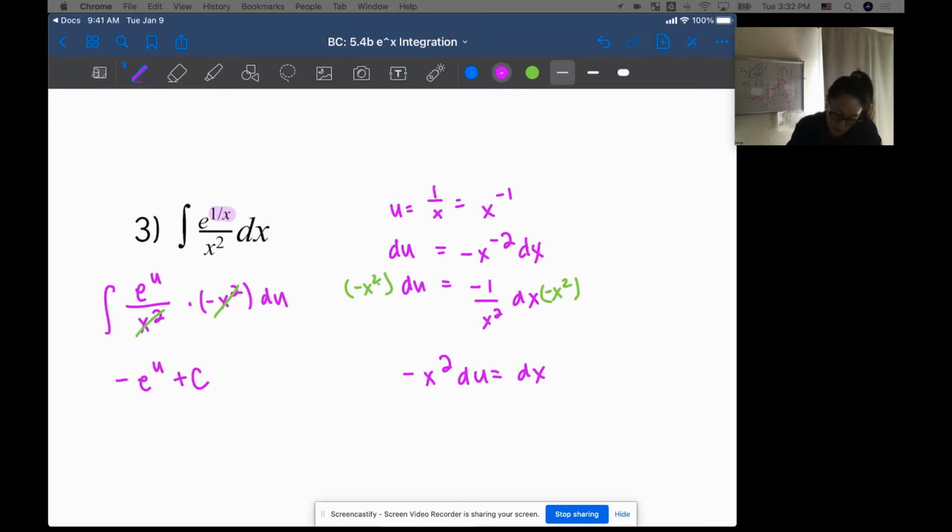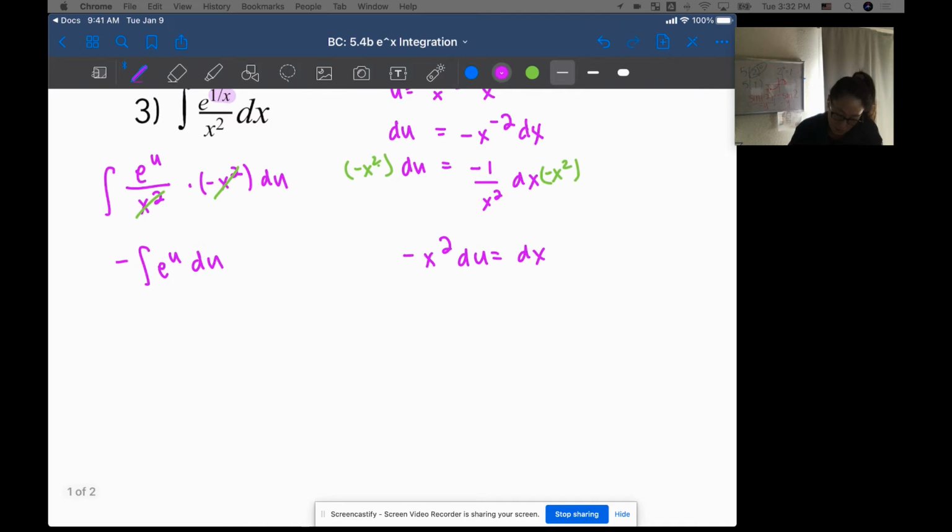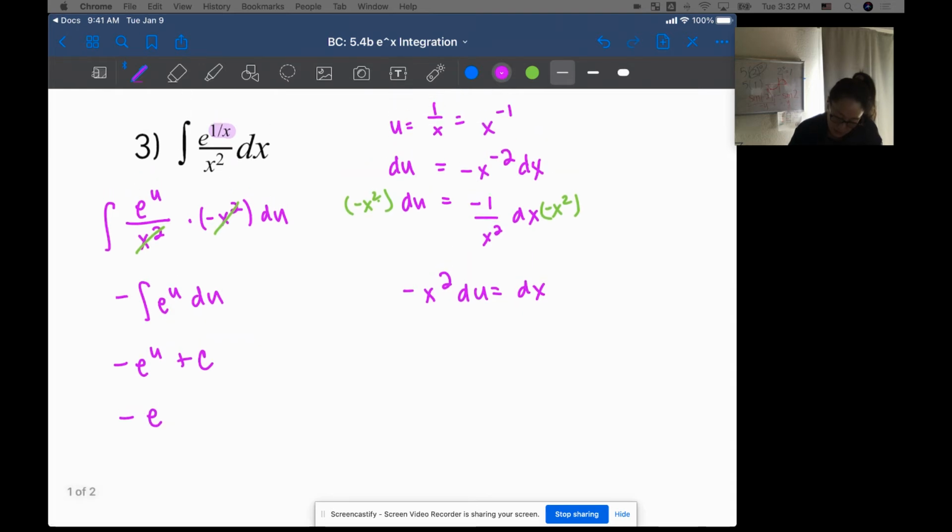And I take the integral. Actually, you know what? I'm going to write it nice. I get negative e to the u du, which integrates to negative e to the u plus c. So I get negative e to the 1 over x, since my u is 1 over x, plus c.